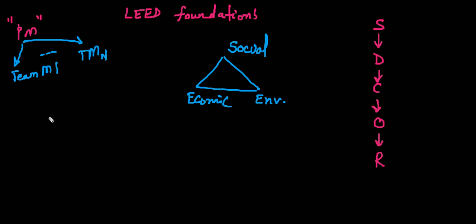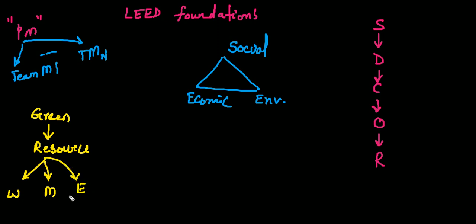Okay, what did we tell a couple of minutes back? We told something like this, isn't it? A green building is a building which is resource efficient, uses the resources very efficiently, isn't it? Resources in the form of water, material, and energy. WME, or whatever you call it, MEW. MEW is better. Material, energy, water.